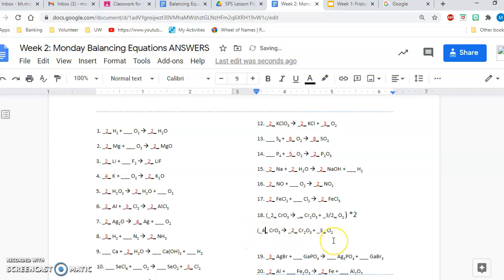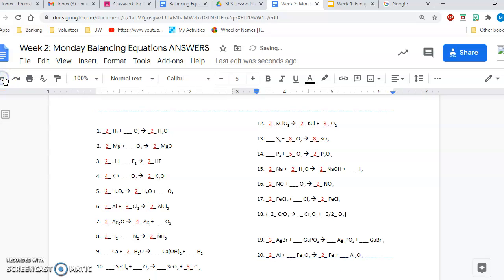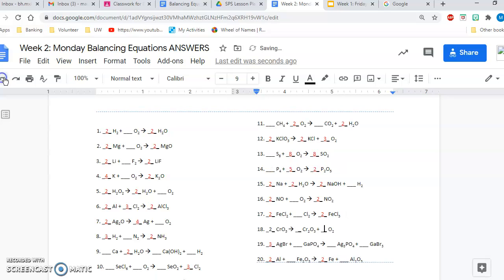So if we were to go through our examples again, we would have 4 chromium on this side and 12 oxygen. 4 chromium, 6 in this and 6 oxygen in this compound, and 6 in this one. So it would overall balance out, but it got a little bit tricky there. So that was just one I wanted to work through with you guys and maybe show you a little trick. Other than that, I hope the rest were pretty straightforward.